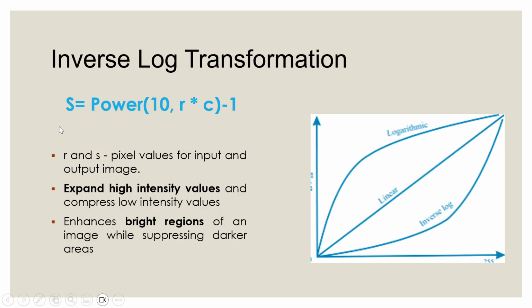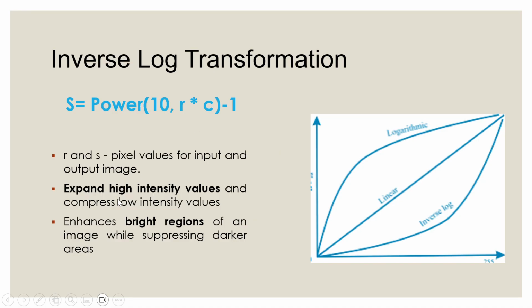So the transformation function goes like this: S is equal to 10 power R star C minus 1. So this means it is 10 power R star C, minus 1. Here R represents the input pixel, S represents the output pixel, and C represents the constant value.